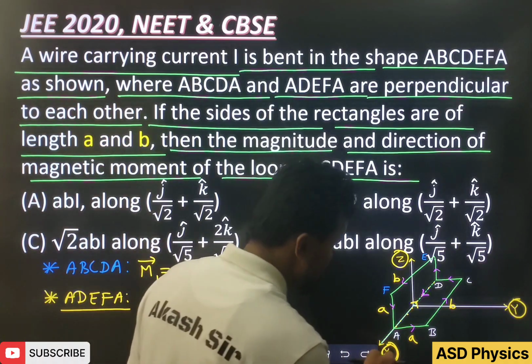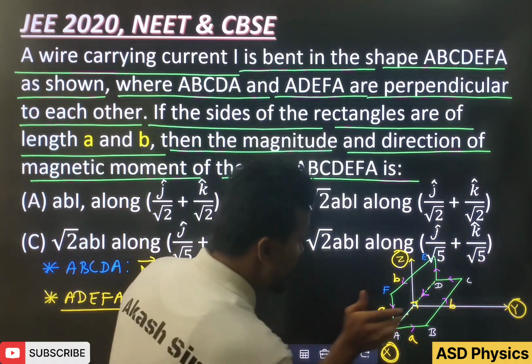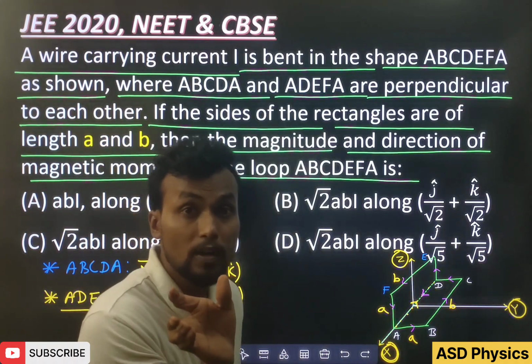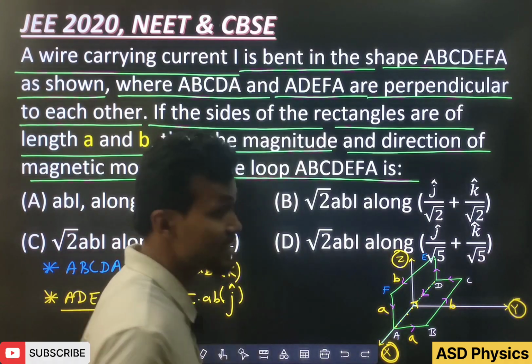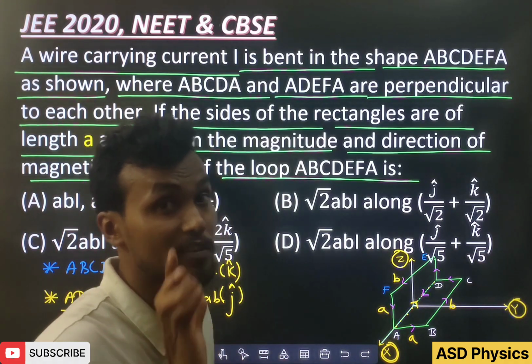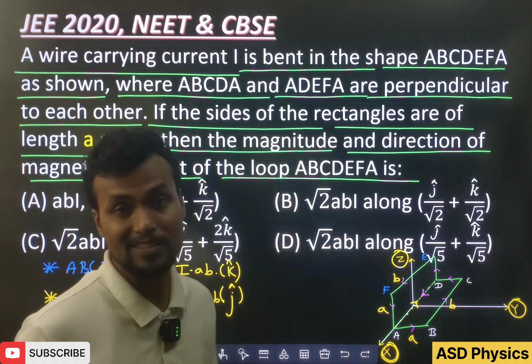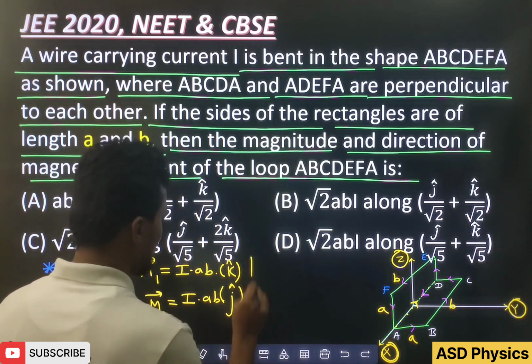See here, X axis, Y axis, Z axis: X to Y, this is the basic rule. If you curl your fingers from X to Y, it should go along the Z direction. That is the basic rule to draw any coordinate system, that means this rectangular coordinate system. So this M1, M2 we have got here.